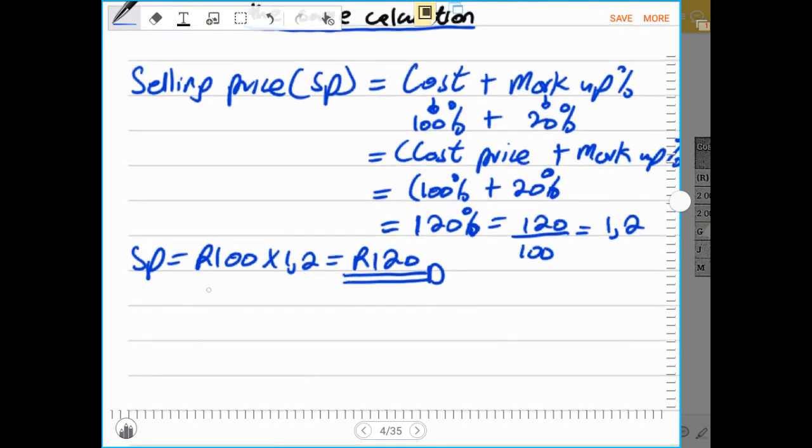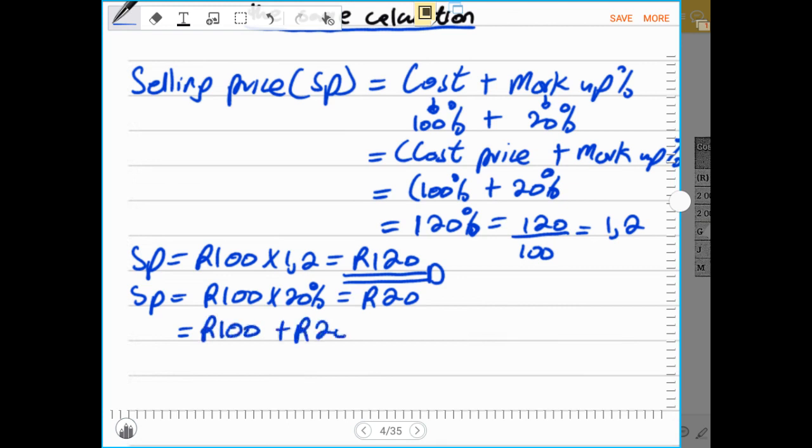However, if you wanted, you could have said that selling price is equal to the cost price of 100 Rand times 20%, which gives you 20 Rand. That 20 Rand is the markup amount. Then you say selling price equals cost price of 100 Rand plus 20 Rand, which gives you the same 120 Rand. But I always prefer to multiply by 1.2 so that when I do the reversal, it becomes very easy.